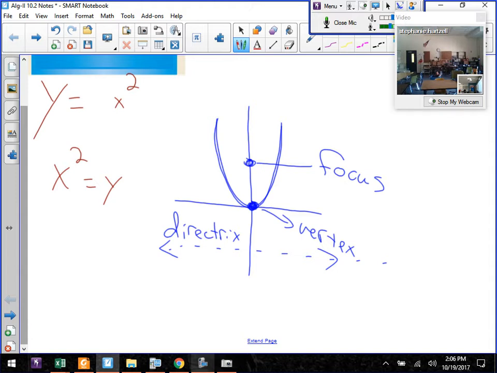So if it's opening downward, the directrix is then above it. It's still behind where the vertex is. Okay? That's what that looks like. Now, here's the thing. In order for these things to stay balanced, this distance from here to here and from here to here will always be the same. The distance from a vertex to a focus will be the exact same thing as the distance from the vertex to the directrix. The only thing that's different is going in a different direction.